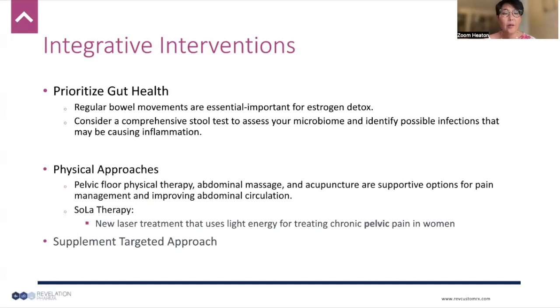Physical approaches like pelvic floor physical therapy, abdominal massage, acupuncture, and all of these are supportive options for pain management and improving abdominal circulation. Then there's also solar therapy, which is a new laser treatment that uses light energy for treating chronic pelvic pain in women. And of course, using supplements to target the various symptoms in endometriosis is another integrative intervention.